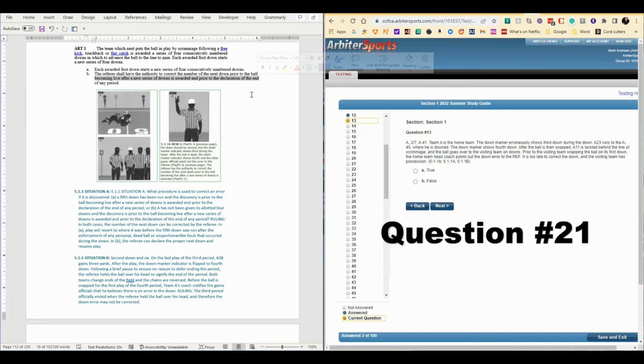So the answer here is false. They can be corrected. Guys, this happens a lot, and I'm going to get on my soapbox here. We tend to rely too much on a single person, say the referee or the back judge or the umpire or whoever, for what down it is. Now, of course, the head linesman has that responsibility. He's got to know what down it is, right? He's got to be checking with his box.